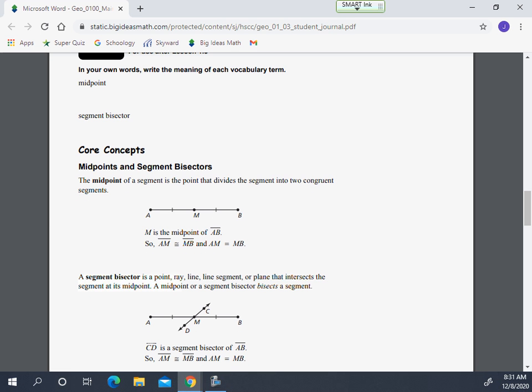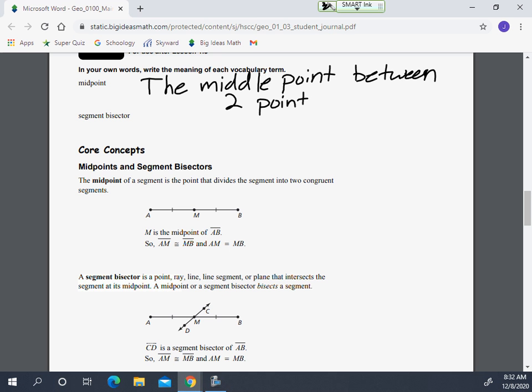In your own words, write the meaning of each vocabulary term. Midpoint is the middle point between 2 points. Yeah, there you go. A segment bisector is a line, oh, sorry. Let me make sure I get this definition correct.